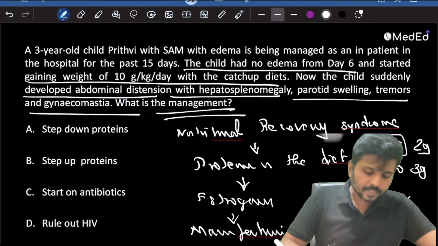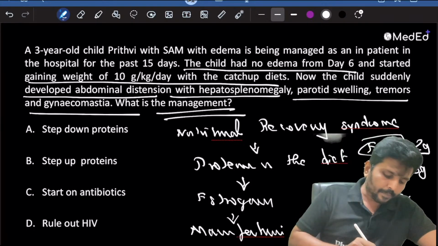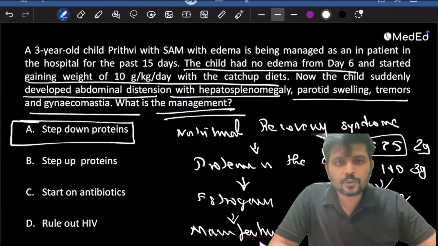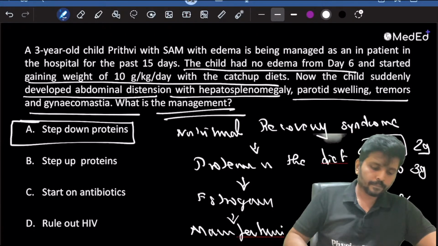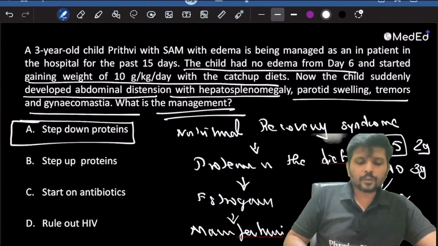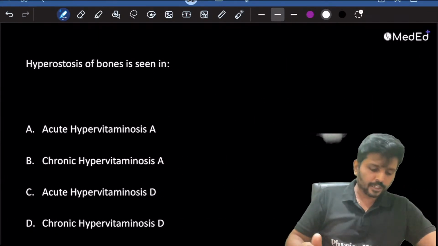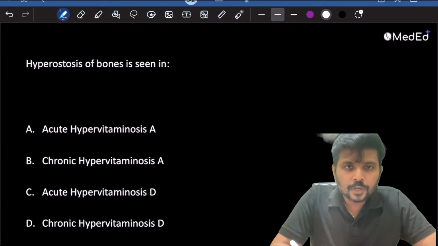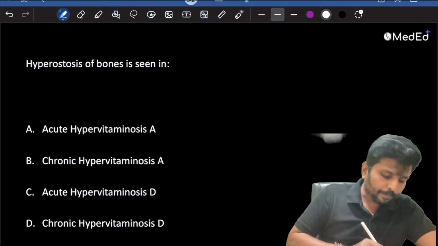Right. So what is the treatment of choice? The treatment of choice is to step down proteins. So this is an often asked question. Nutritional recovery syndrome. Right. Then, hyperostosis of bones is seen in which hypervitaminosis?